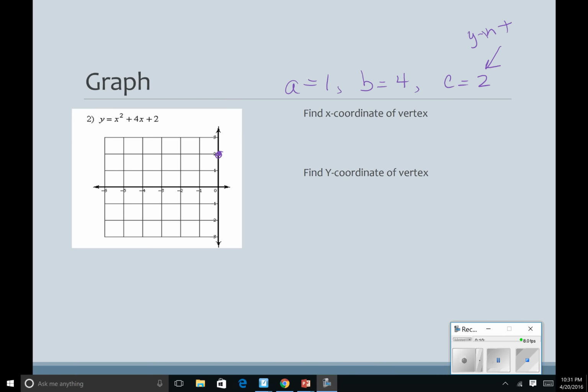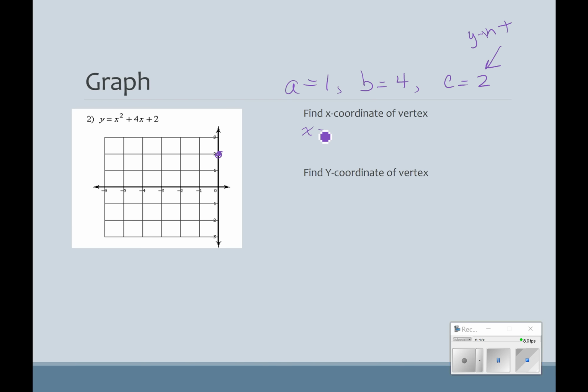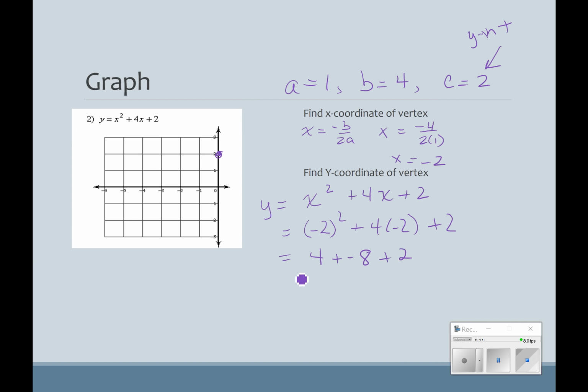All right, so again, my x coordinate, we're going to use x equals negative b over 2a. So in this case, I'm going to get x equal to negative 4 over 2 times 1, or x equal to negative 2. Okay, so I'm just going to plug it back into my equation to find y. So my equation is y equals x squared plus 4x plus 2. So negative 2 squared plus 4 times negative 2 plus 2. So I'm going to get 4 plus a negative 8 plus 2, which is going to equal negative 2. So my vertex is negative 2, negative 2.